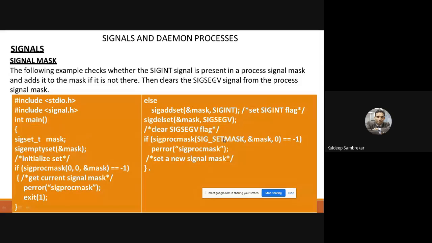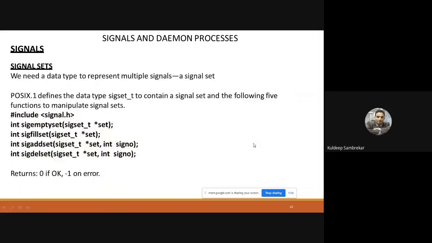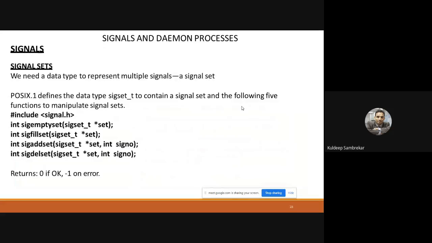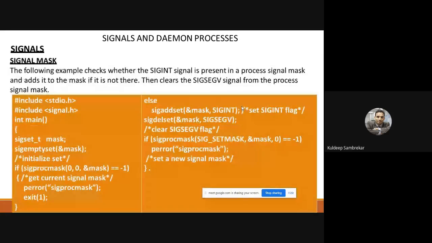SIG_SETMASK: which value are you setting? This mask value, the SIGINT. You're setting it to the new value. If this is equal to -1, it shows an error, or else this mask, which is SIGINT, is set to this process. Please understand this, a bit confusing but easy to understand.